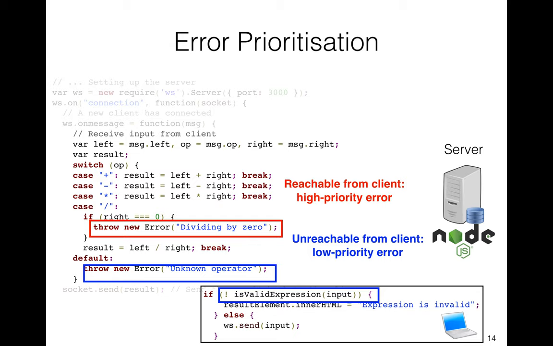We would like to mark the division by zero error as a high priority error, because an end user can trigger this error just by interacting with the client. And we would like to mark the unknown operator error as a low priority error, because although the error may be triggered in theory, it cannot arise in this particular client-server configuration. However, an intra-process tester cannot make this classification because it has no information about the client.